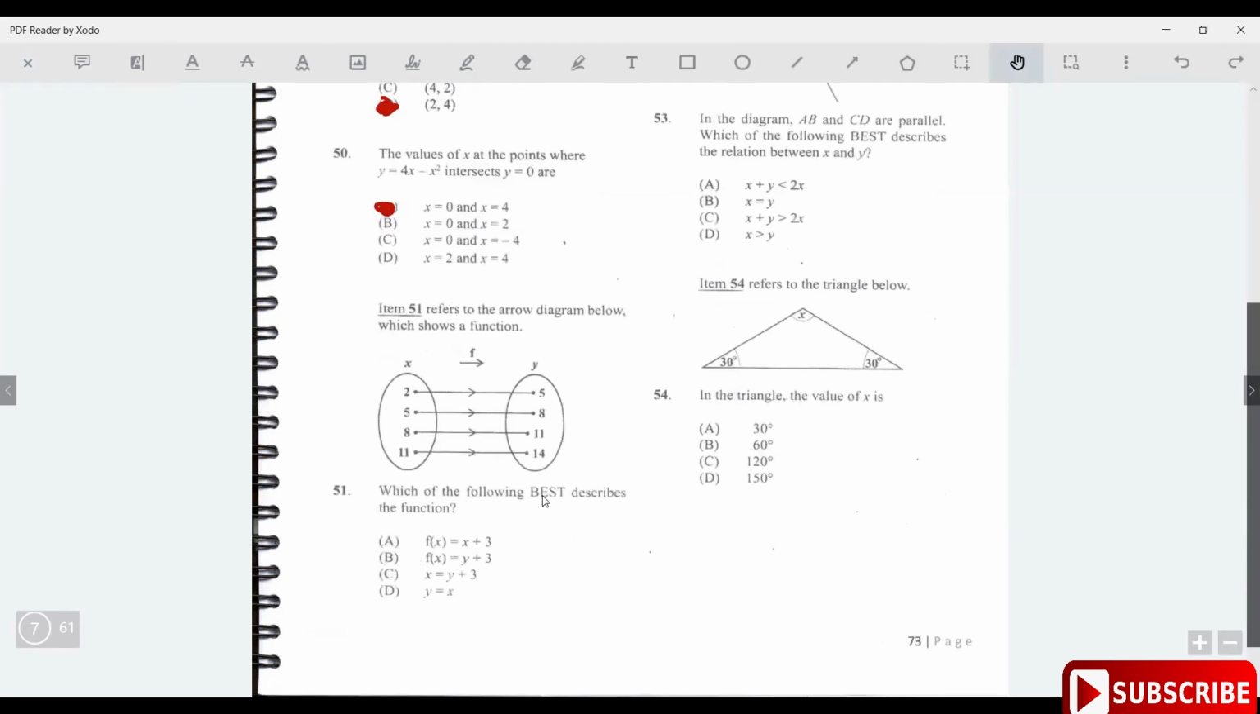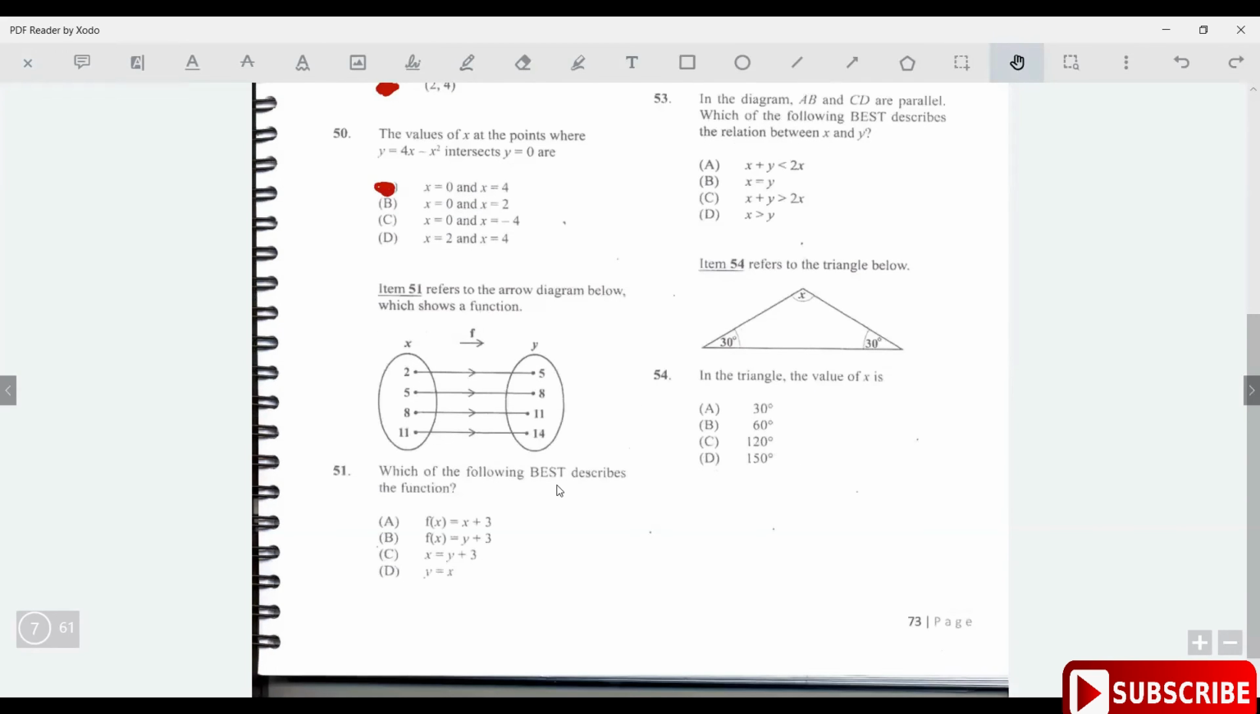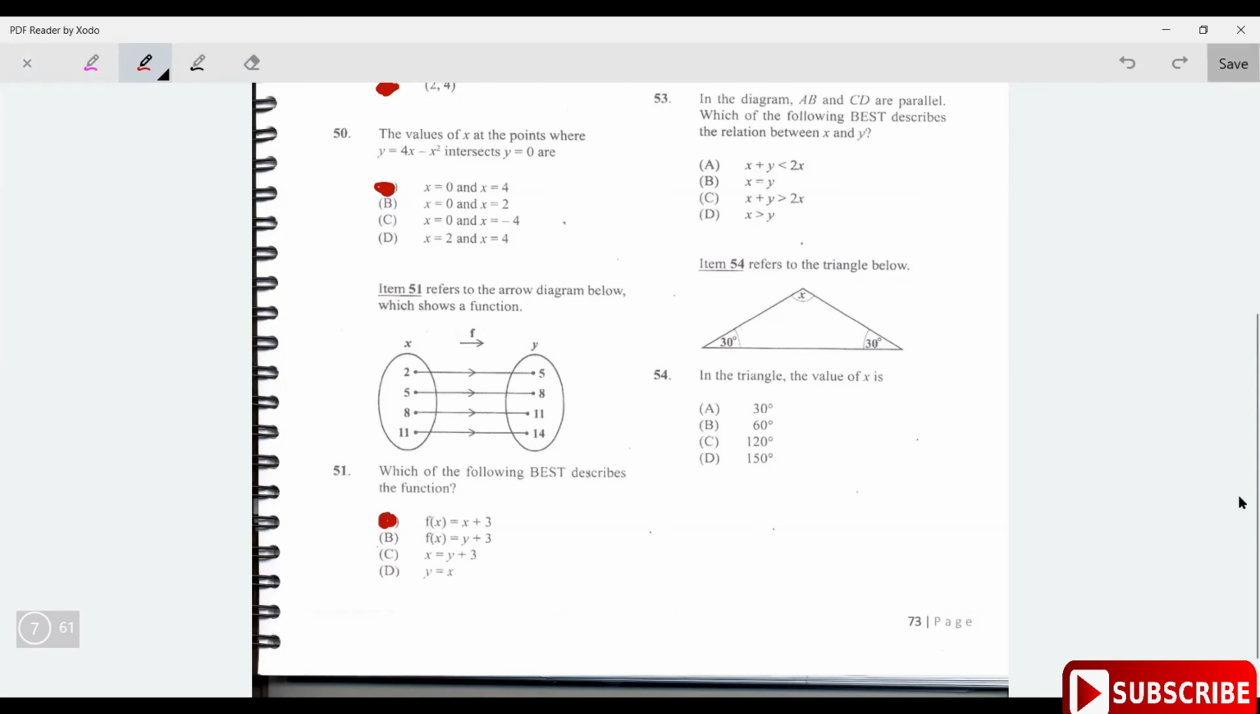Question 51. It says, which of the following best describes a function? X goes from 2 to 5, that's an increase by 3. 5 to 8, that's an increase by 3. 8 to 11, that's an increase by 3. 11 to 14, that's an increase by 3. So it's going to be f of x is x plus 3. Because when x is 2, plus 3, you get the 5. So x plus 3 is f of x. Easy question.